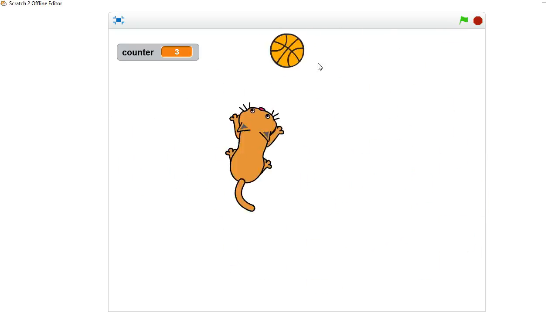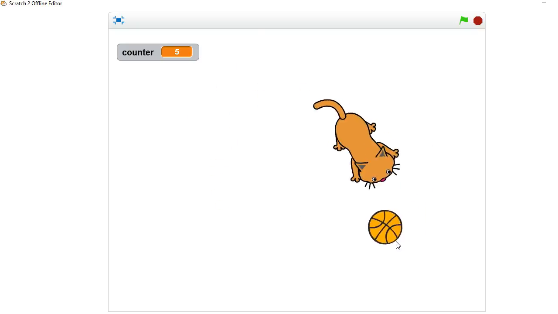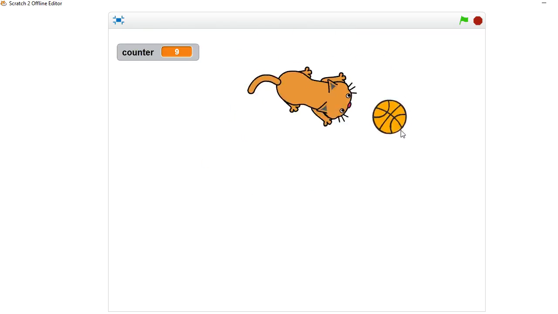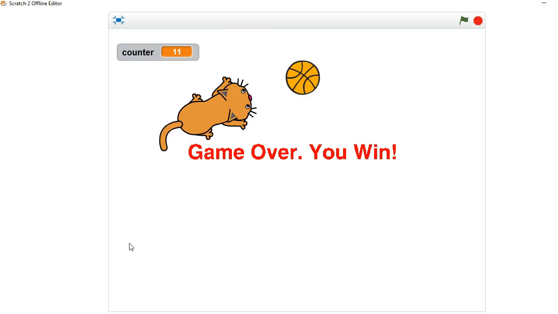As you can see, the player's duty is to keep this ball away from this cat for the period of 10 seconds. So I was able to keep this ball away from this cat for the period of 10 seconds. So as you observed, when this clock goes 11, which means that the 10 seconds period has passed, now the game should be over and the player should win.